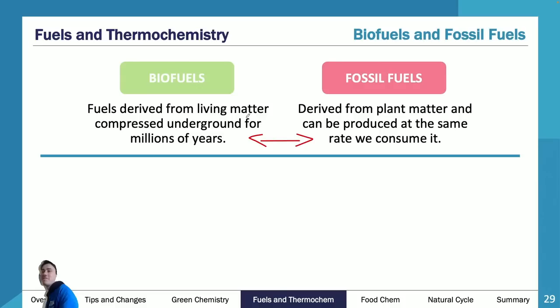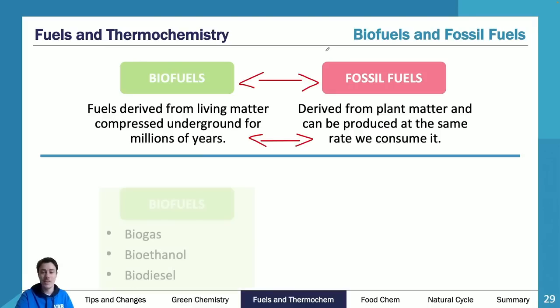I've mixed those two up, I do apologize for that. But essentially, biofuels, plant matter, are produced at the same rate we consume them. Therefore, they are renewable. Fossil fuels are produced over millions of years, and therefore are really hard to reproduce. I really hope I haven't given the wrong one down here. Have I done the wrong one down here? No, I haven't. Good.